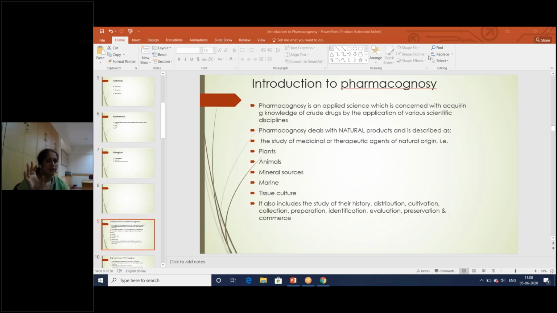Now, the sources of plant material are plants, animals, minerals. Please do write that: plants, animals, minerals, marine, and tissue culture. There are 5 sources of drugs.